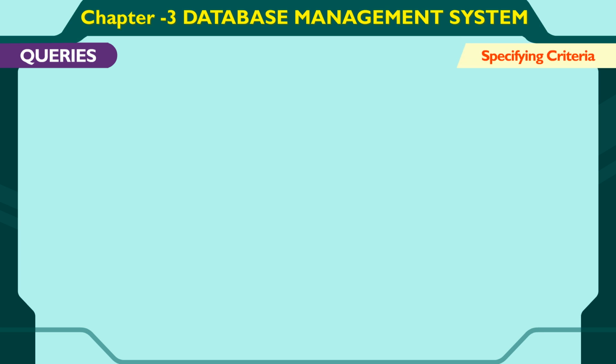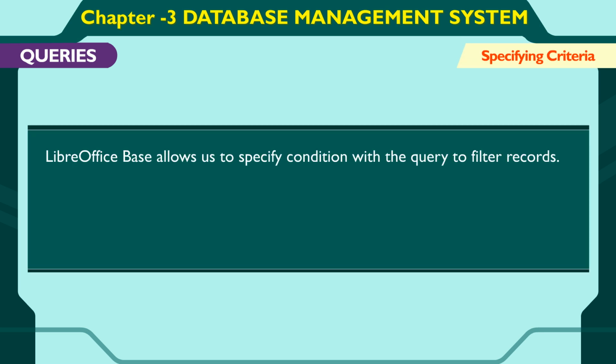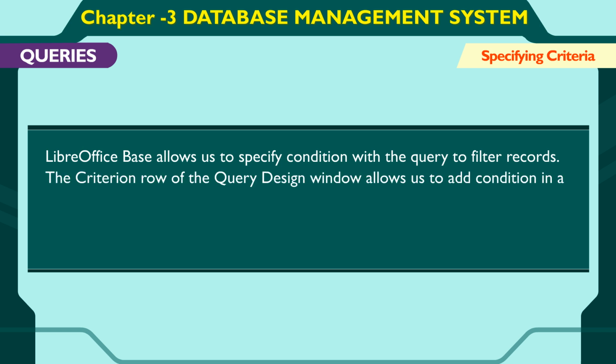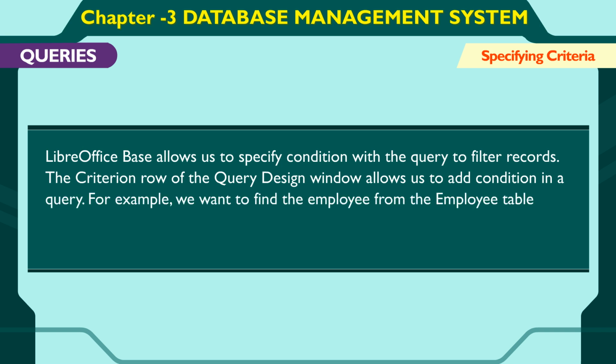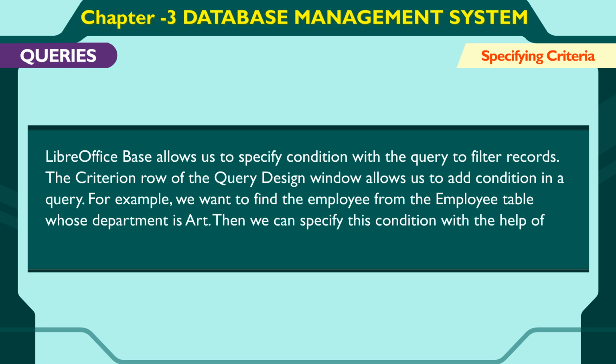Specifying criteria. LibreOffice Base allows us to specify conditions with the query to filter records. The criterion row of the Query Design window allows us to add conditions in a query. For example, we want to find the employees from the employee table whose department is art. Then we can specify this condition with the help of the criterion row. Steps are as follows to do so.